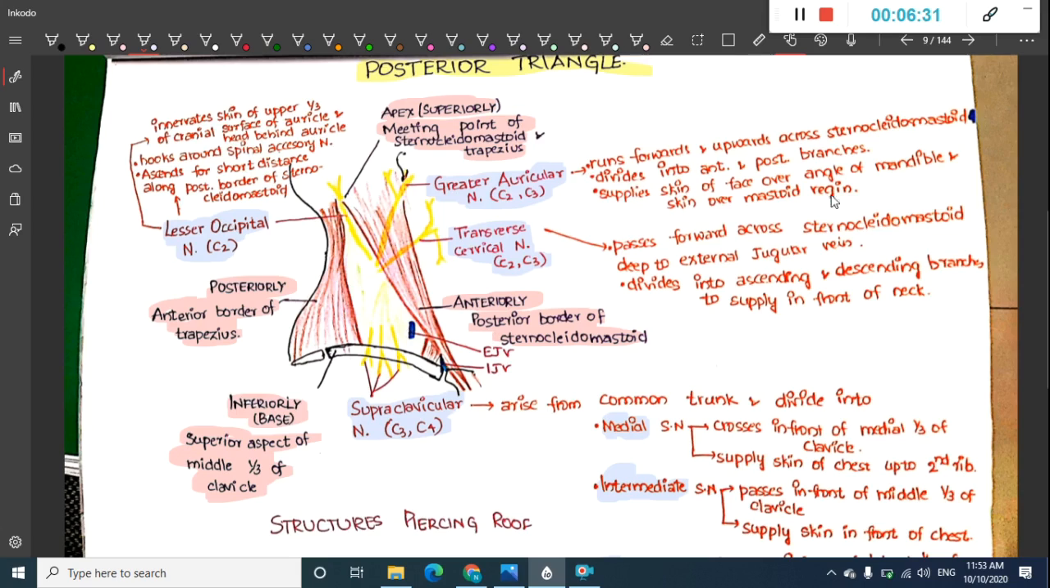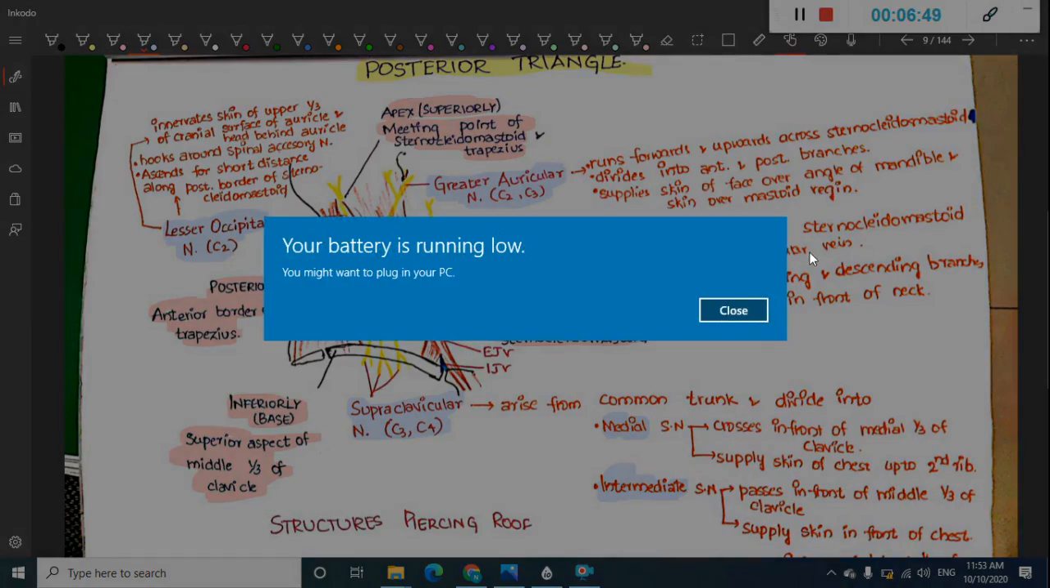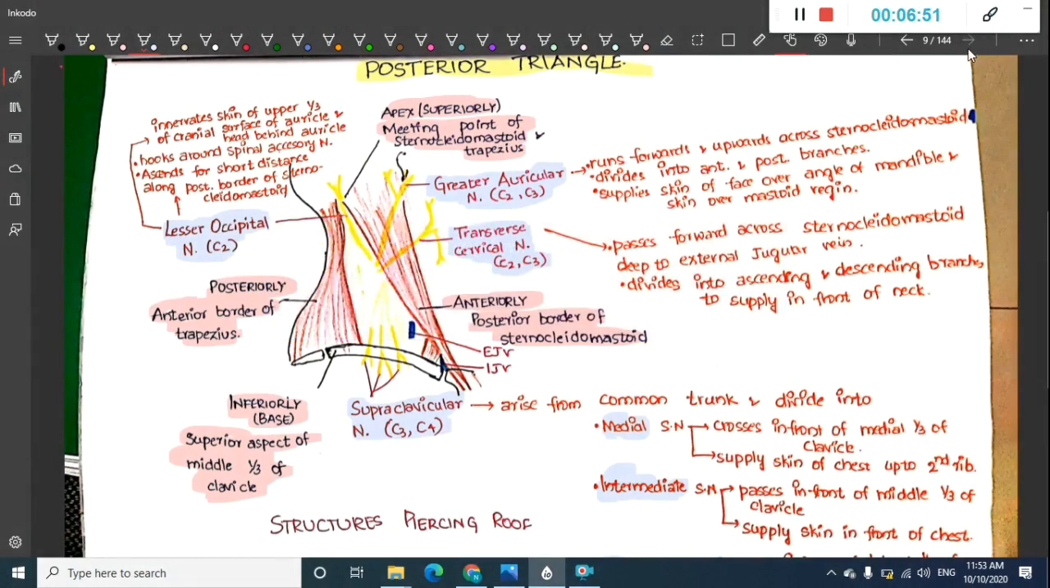Though you don't need to remember all the details, the contents of the posterior triangle you should remember. Among the nerve contents, mainly we have the lesser occipital nerve, then the greater auricular nerve, transverse cervical nerve, and supraclavicular nerves. Then we have some more contents.